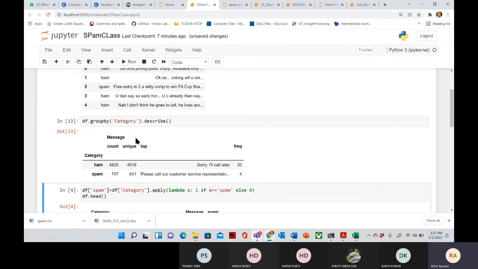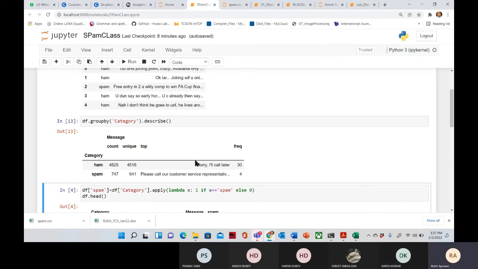So we have messages and we have categories. How many messages are there? 4,825 are not spam messages, and 747 are spam messages. Clear? And you can see, for example, a message saying "sorry, I will call later" with frequency 30 times, and "Please call our customer service representative" with frequency 4 times. So this is just a description of the data set. Clear?